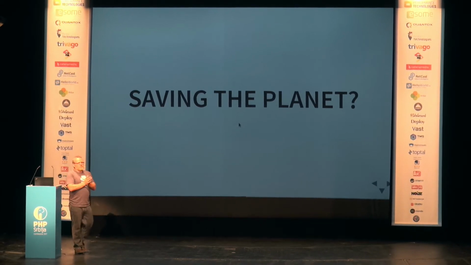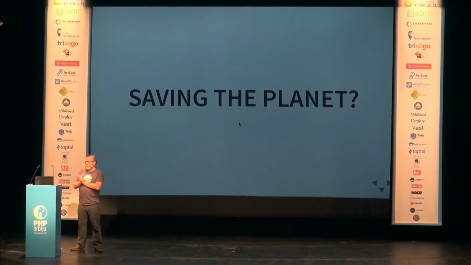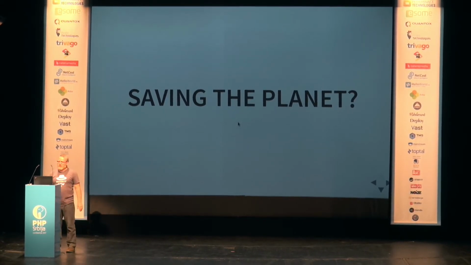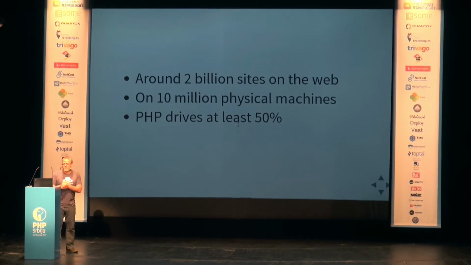Which brings us to saving the planet. If we do a little bit of math on this, there's about 2 billion sites on the web running on 10 million physical machines, and PHP should be on at least half. It's probably conservative. In some way or another, it's probably on a lot more than half, but let's say just half.